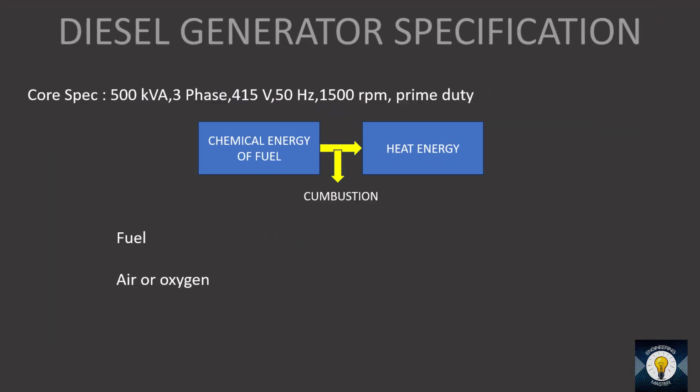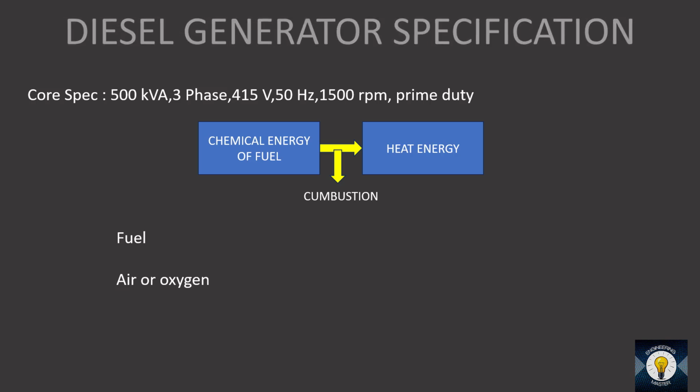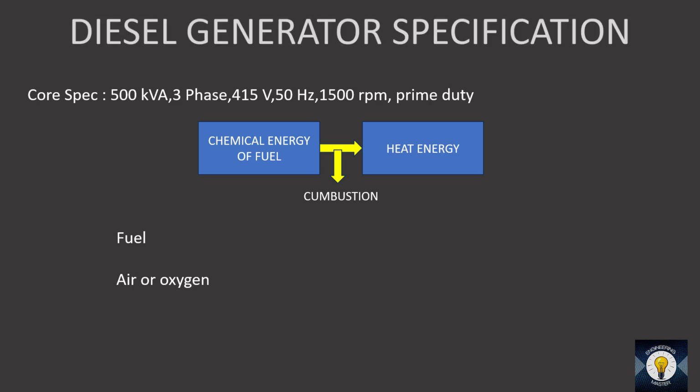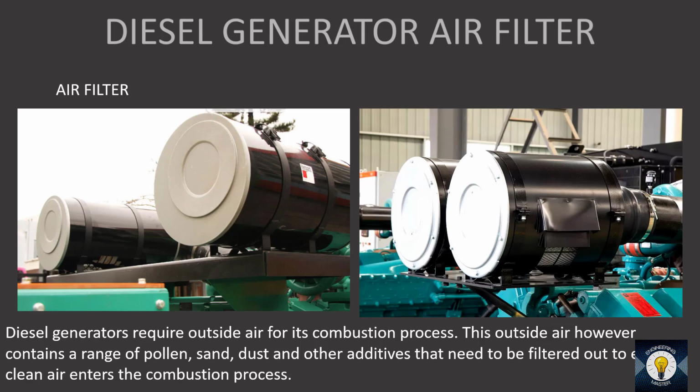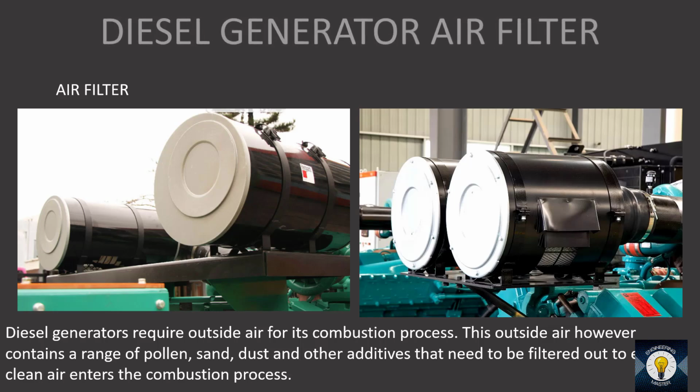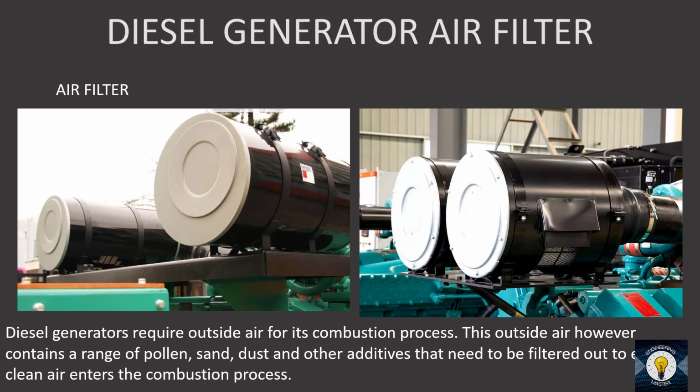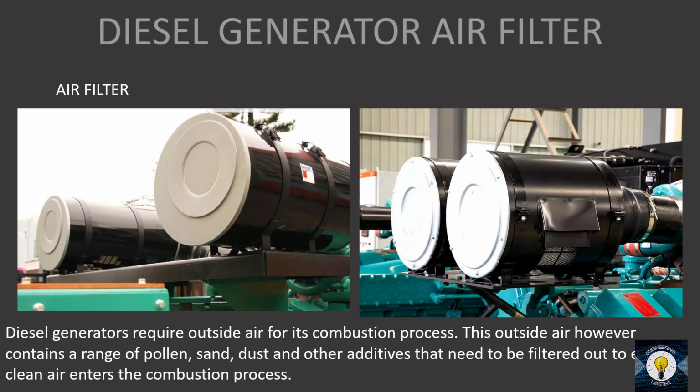As we said, for the fuel to burn, we need oxygen. Oxygen is drawn from the atmosphere. Before putting the air into the combustion chamber, it goes through the air filter. The air filter is used to filter the impurities, dust, pollen, etc. from the air, and only pure air is supplied for compression. So every generator has 3 filters. One is the fuel filter, second the air filter, and the third is the lube filter that we will discuss later in this video.